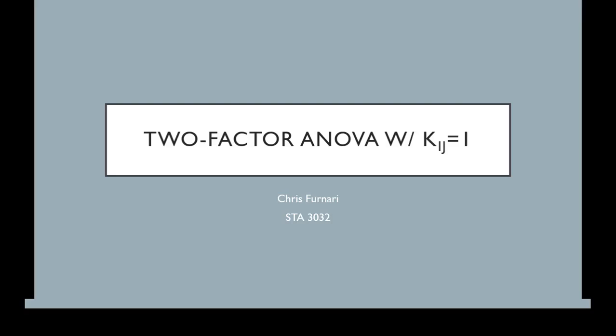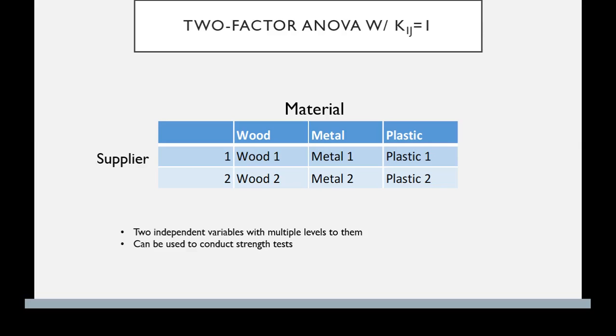We're going to take a look at two-factor ANOVA with Kij equal to 1. Two-factor ANOVA looks at statistical tests that have two independent variables, also known as factors. Each one of the factors also has multiple levels to it. In this example, you can see that factor A is material and factor B is supplier.